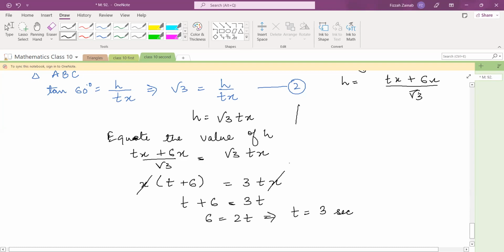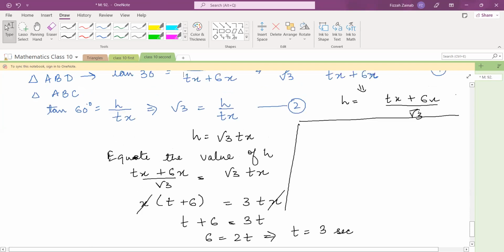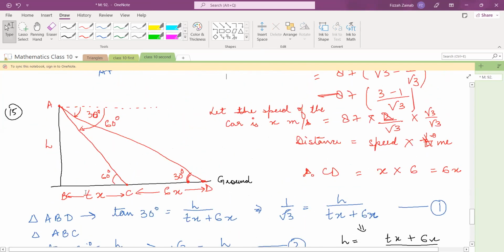And I was interested in t only in this problem. T was the time taken by the car to reach the foot of the tower, right? This was my time t. Clear?